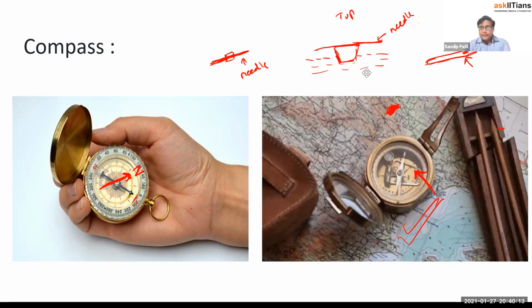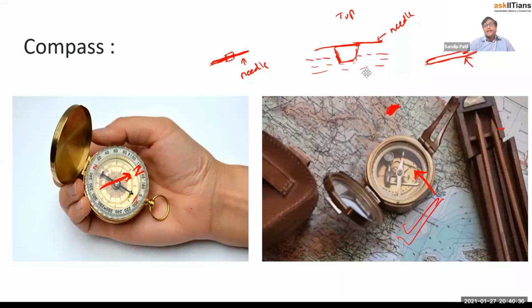Then we also saw that we cannot get a monopole. Monopole means we cannot find only a north pole or only a south pole. We cannot find that, right? So magnetic poles exist in pairs only. Pair means both north and south poles will be there.